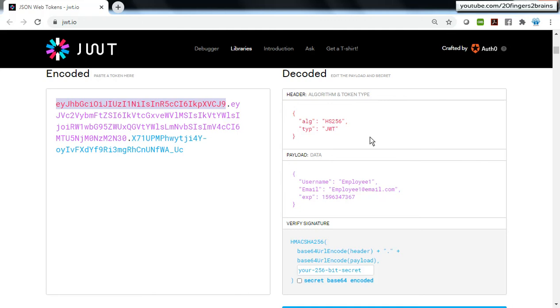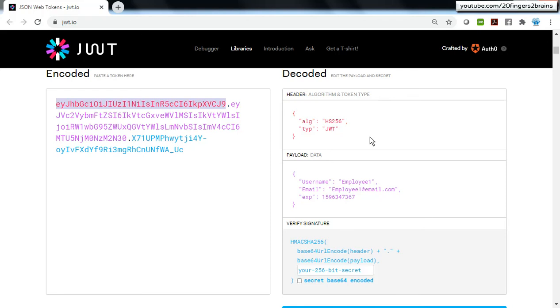Now let's go to the second part, that is payload. Now payload is the data of the token, and you can see the data consists of the username, email, and EXP. So EXP stands for expiry, and it is set to a date time after which this token would be invalid. And after that, the user has to authenticate again to the application and regenerate the token. And it is always advisable to have expiry on your token so that you generate your tokens on a regular interval.